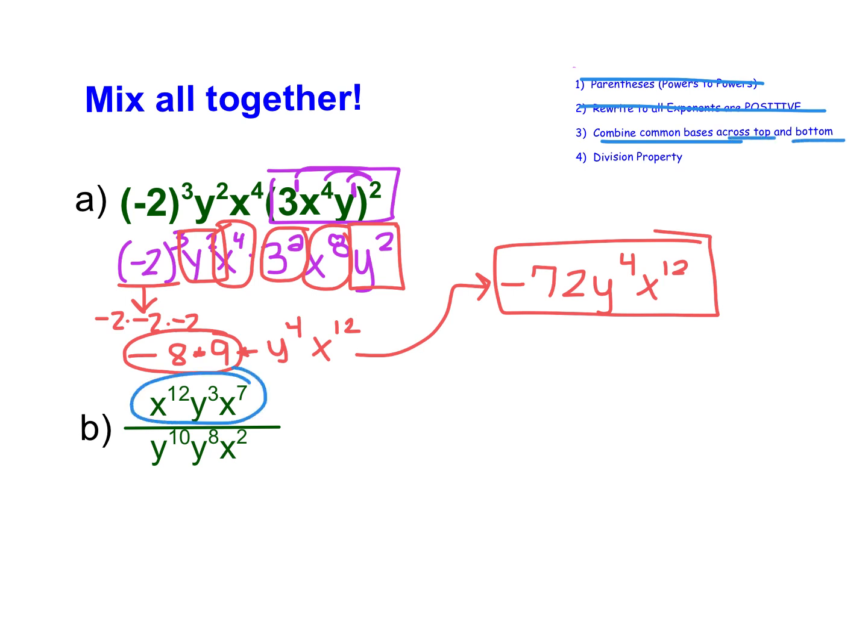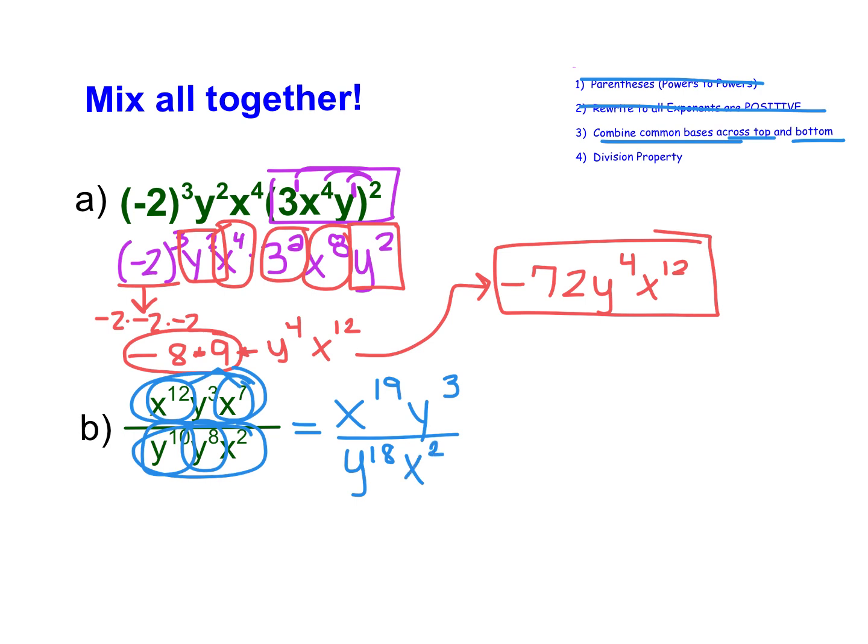So here if I focus on the top, what I notice in common is I have an x to the 12th and an x to the 7th. Those have common bases and they're being multiplied, so I'm going to add their exponents together to get x to the power of 19, and then there aren't any more y's in the top, so I leave it as y to the 3rd. I then look in my denominator and I notice I have y to the 10th and y to the 8th. Those two have common bases, so they combine to be y to the 18th. And then the x squared is still there.